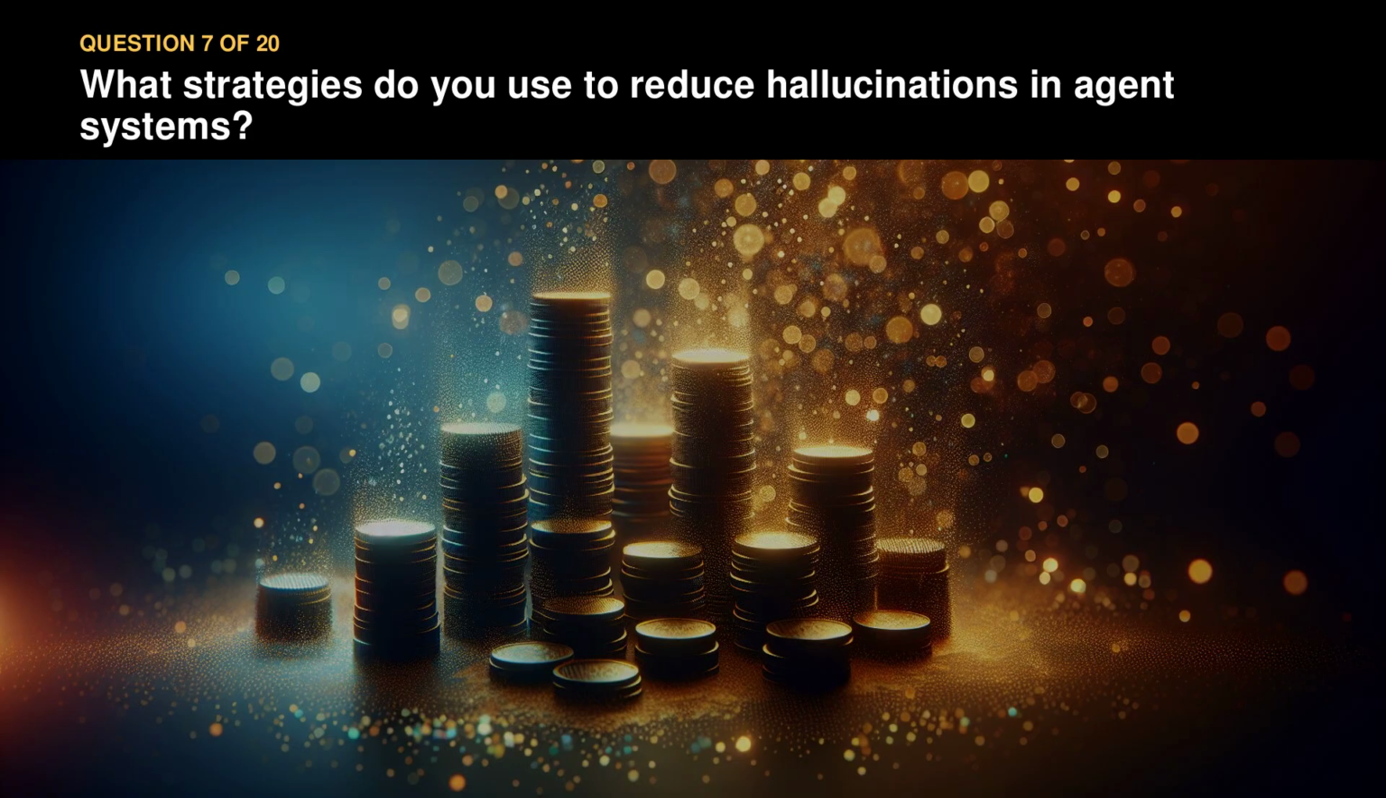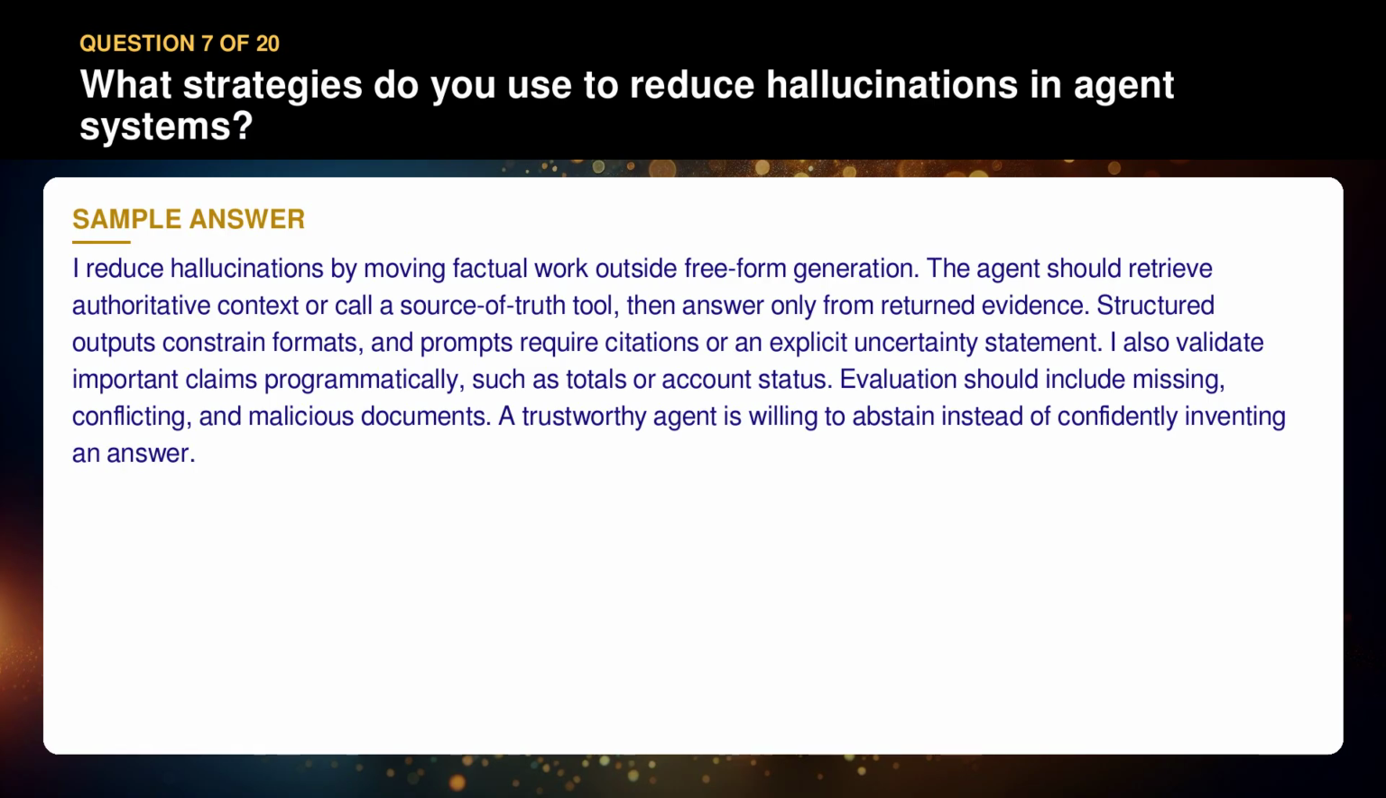Question 7. What strategies do you use to reduce hallucinations in agent systems? I reduce hallucinations by moving factual work outside free-form generation. The agent should retrieve authoritative context or call a source of truth tool, then answer only from returned evidence. Structured outputs constrain formats, and prompts require citations or an explicit uncertainty statement. I also validate important claims programmatically, such as totals or account status.